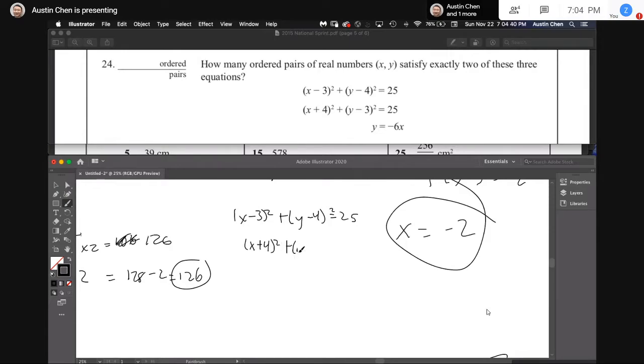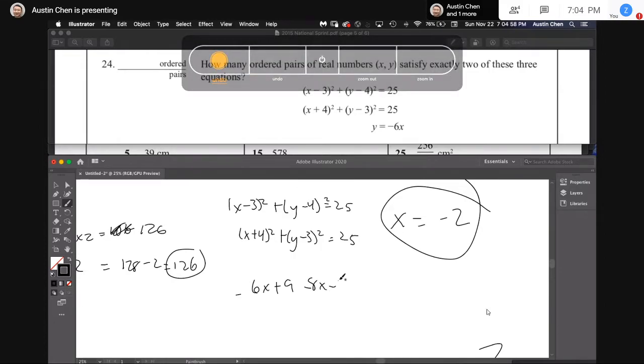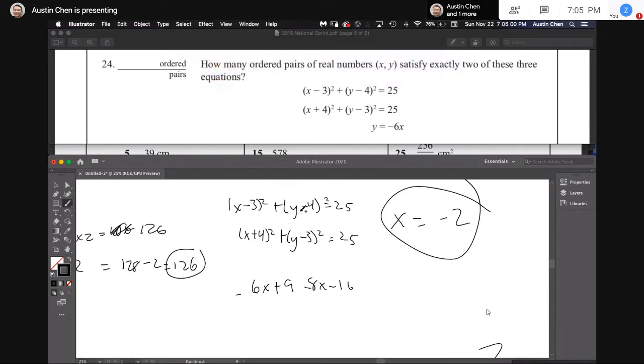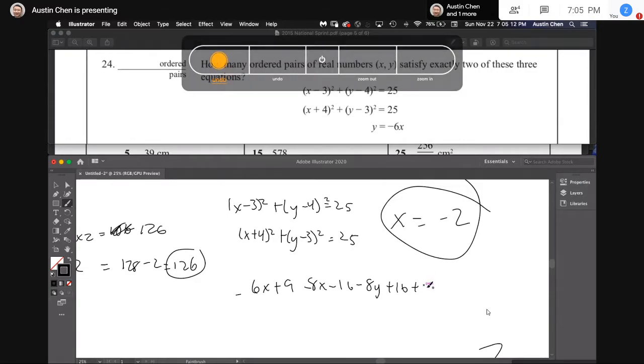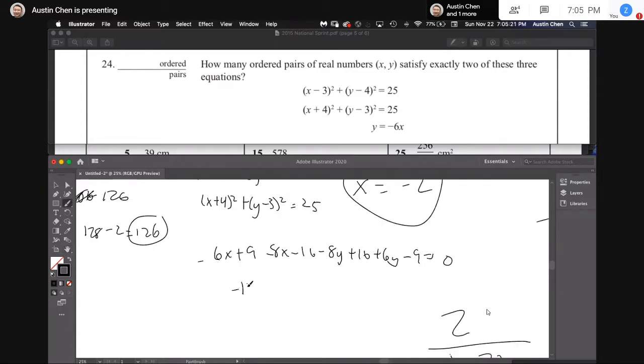So we can just subtract them. We're going to cancel out the x squares and y squares. So then we're going to have negative 6x plus 9 minus 8x minus 16. And the y squares are going to cancel, and then we're going to have negative 8y plus 16, and then this is going to be negative 6y, but we're going to minus it, so it's going to be 6y, and we're going to have positive 9, so we're going to minus 9, and 25 minus 25 is 0.